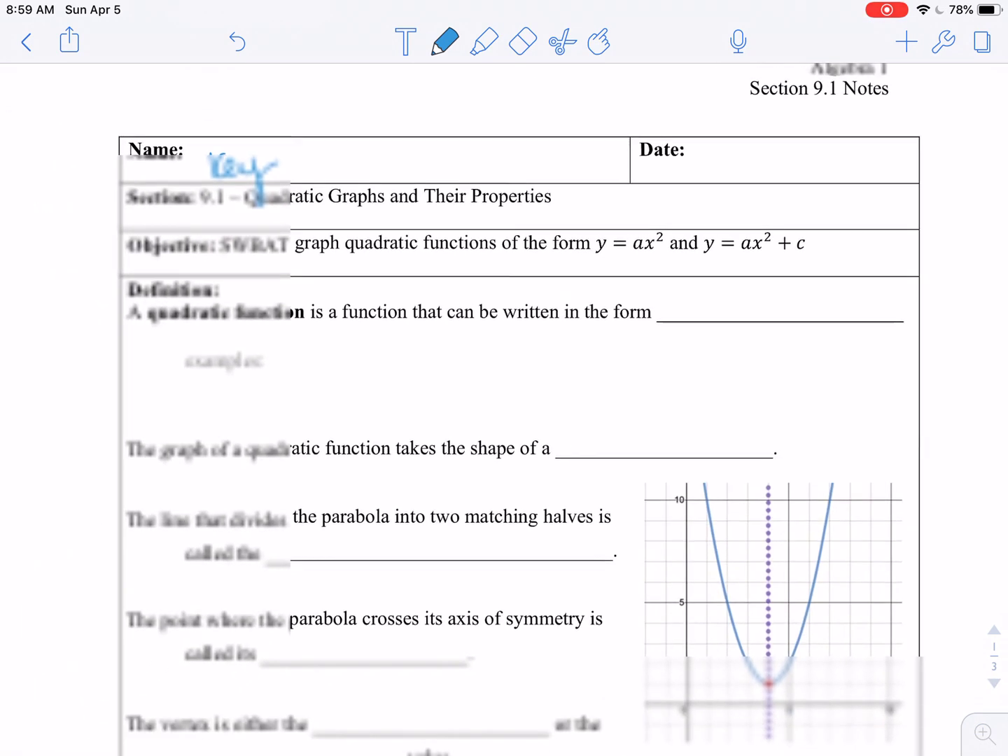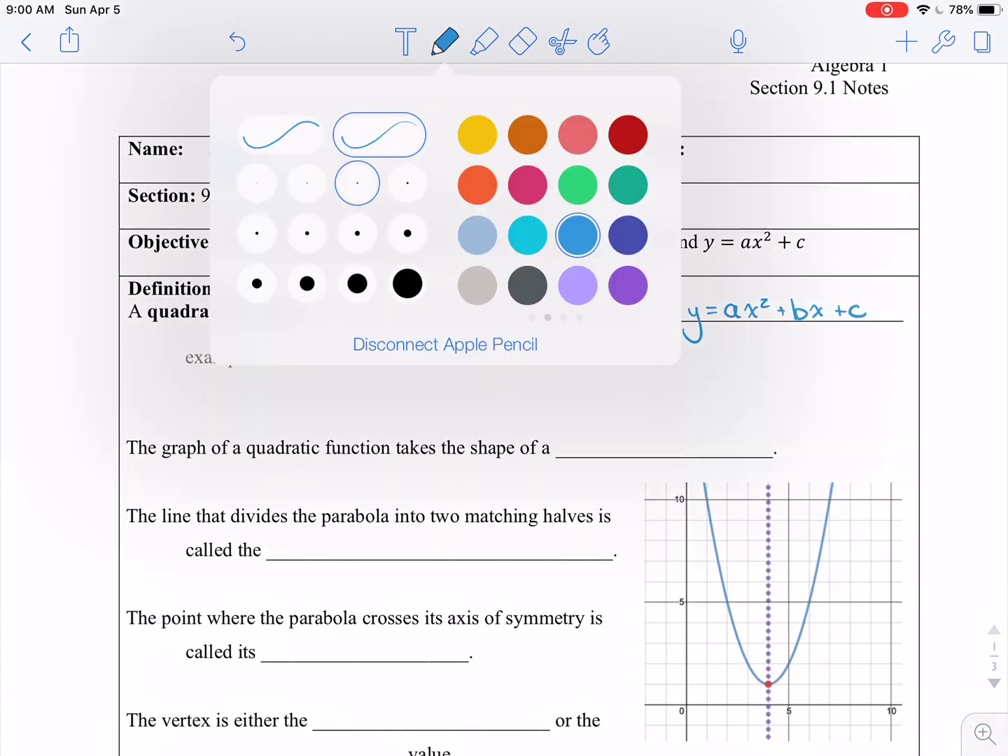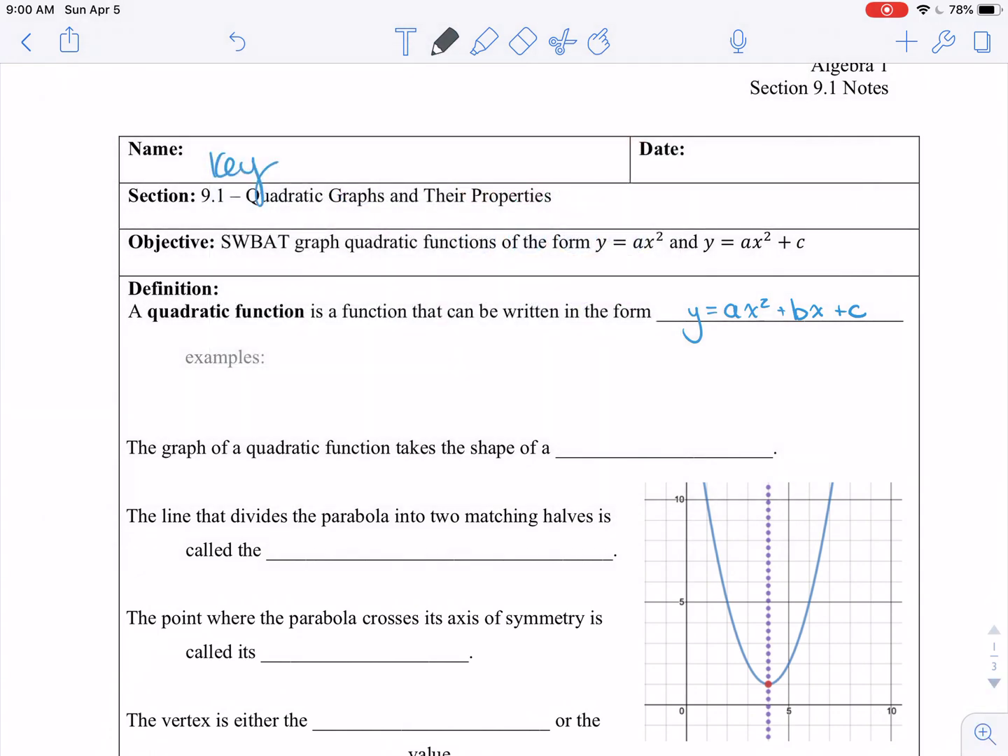So a quadratic function is one that looks like this. It can be written in the form y equals ax squared plus bx plus c. Quadratic functions include y equals 8x squared, or y equals x squared plus 4, or y equals x squared, or y equals 2x squared minus 9x plus 5.